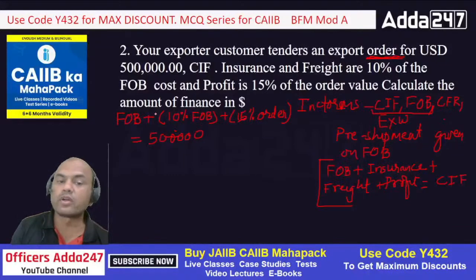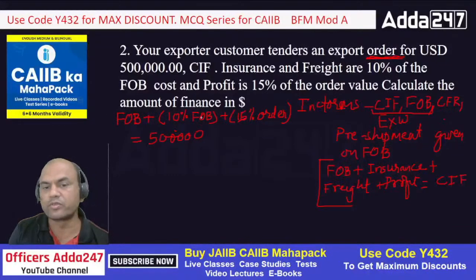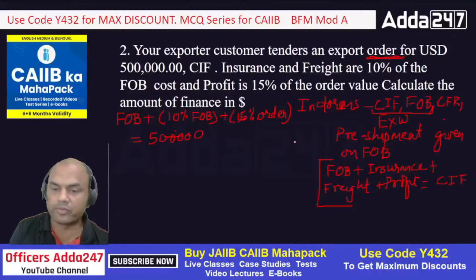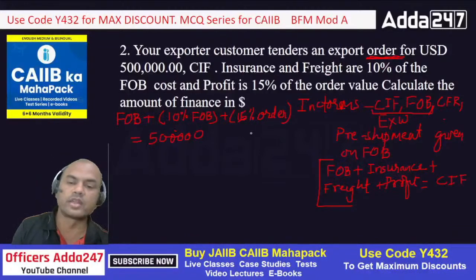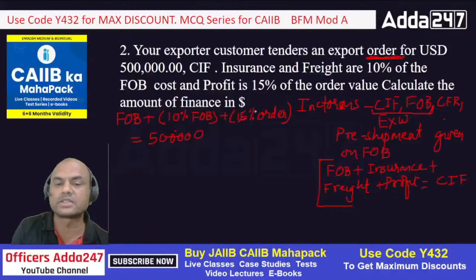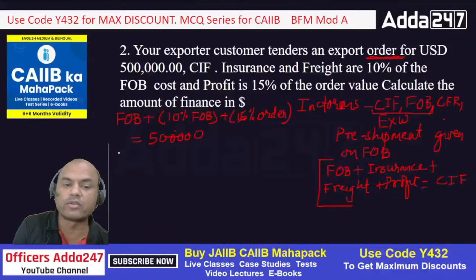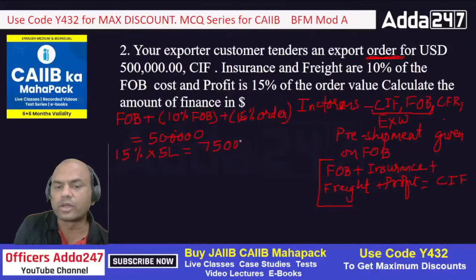Okay, so now you got the equation: FOB plus 10% FOB plus 15% of order. Insurance and freight are 10% combined. So first calculate 15% of the order. What is the profit now? 15% of 5 lakhs. 15 fives are 75, so 75,000.